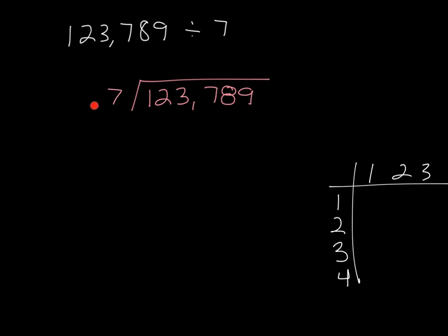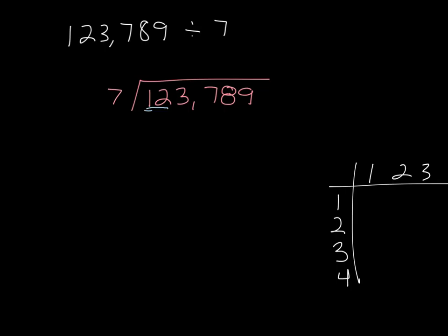This number here is coming from this row here. We're looking for numbers inside here, closest to without going over. So we're looking in the 7s row for our answers. We know 7 cannot go into 1 because 1 is smaller than 7, so we have to go 7 into 12.